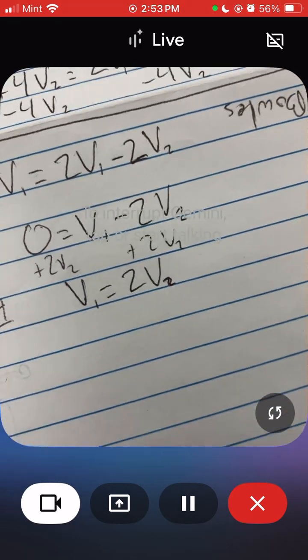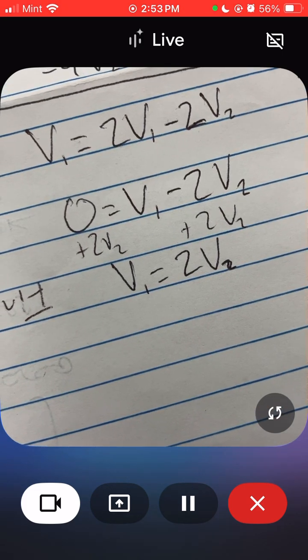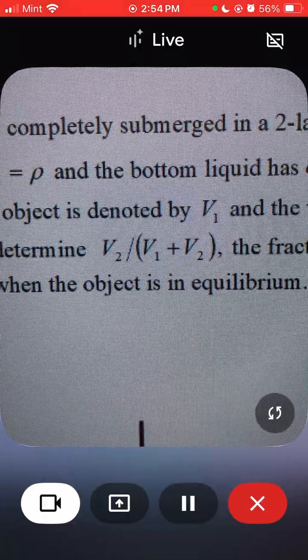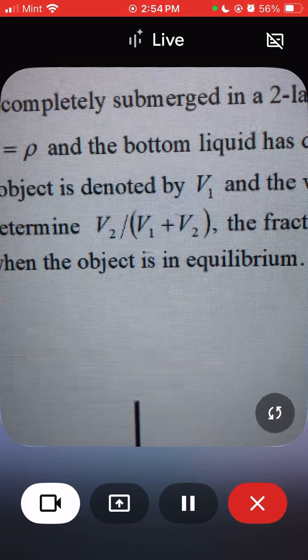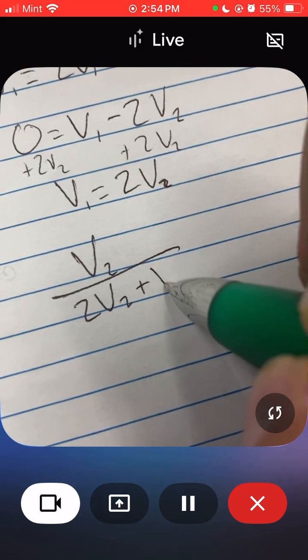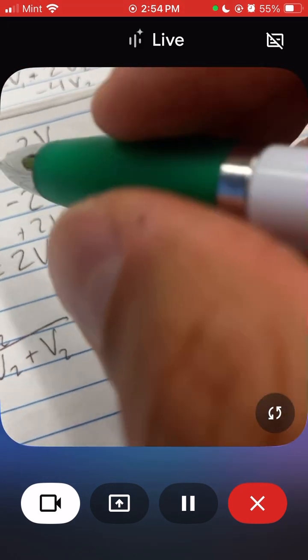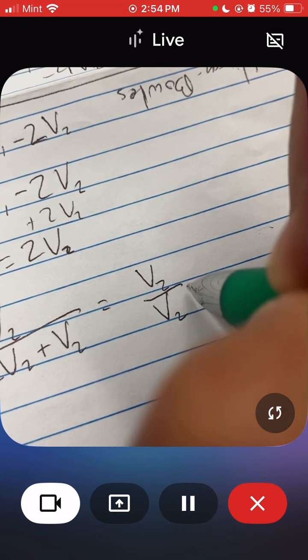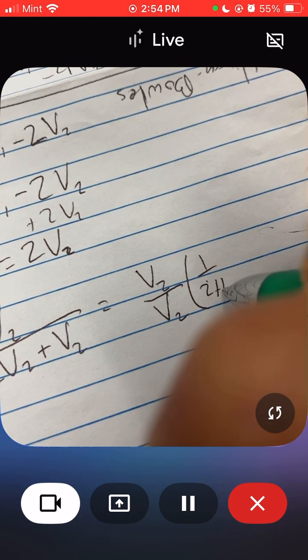Great. Now let's substitute V1 equals 2 V2 into our fraction V2 over V1 plus V2. What do you get after substituting? Oh, when we put it in there, so we're just solving for V1, then plugging it in there, and then we'll get the numerical ratio. Got it. Exactly. So substituting, we get V2 over 2 V2 plus V2, which simplifies to V2 over 3 V2. Then the V2s cancel out, leaving us with 1/3. So the fraction of the object submerged in the lower liquid is 1/3. How does that sound?